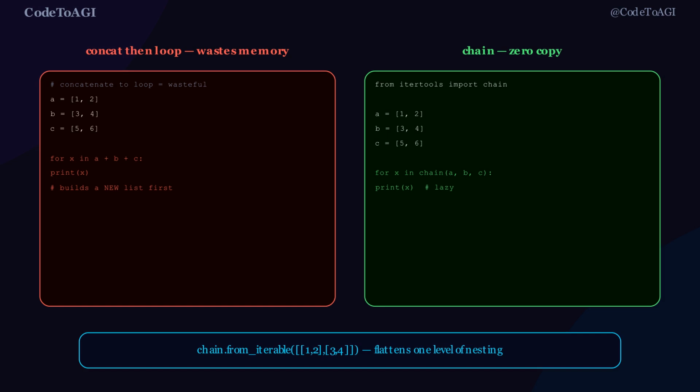Chain.from_iterable takes a list of lists. Same result. One call. Flattens one level. Use it whenever you'd concatenate just to loop.